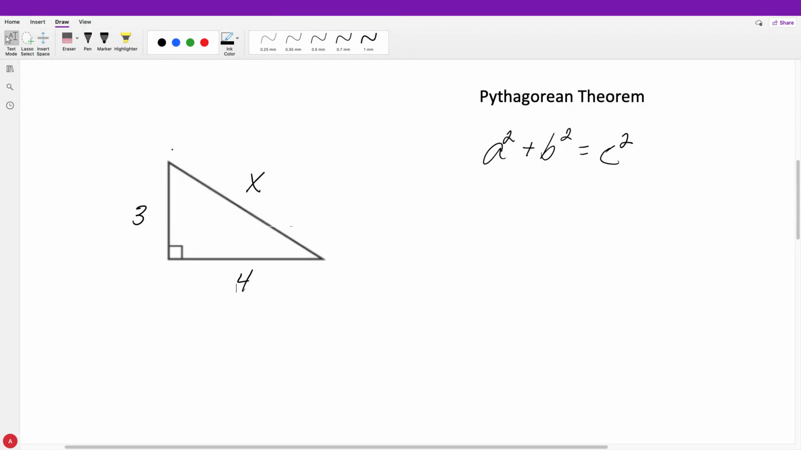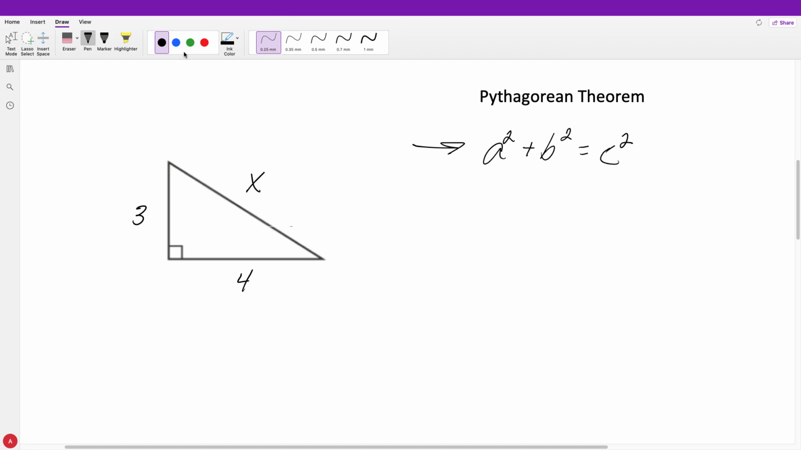All right, so what we can use the Pythagorean theorem for is, in a right triangle, we're able to solve for the missing side length of one of the sides of the right triangle. So as long as we have two of the three side lengths, we can solve for that missing side length using this formula for the Pythagorean theorem, which is a squared plus b squared is equal to c squared.